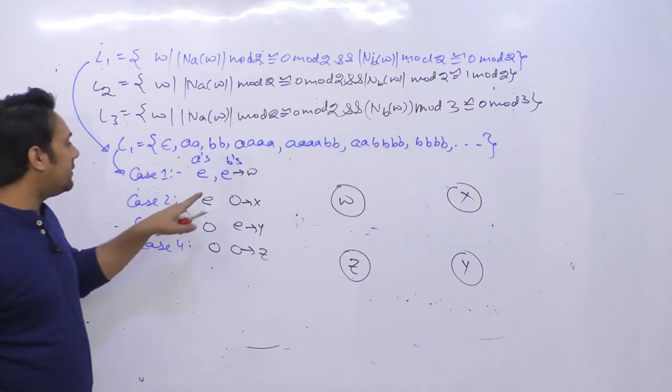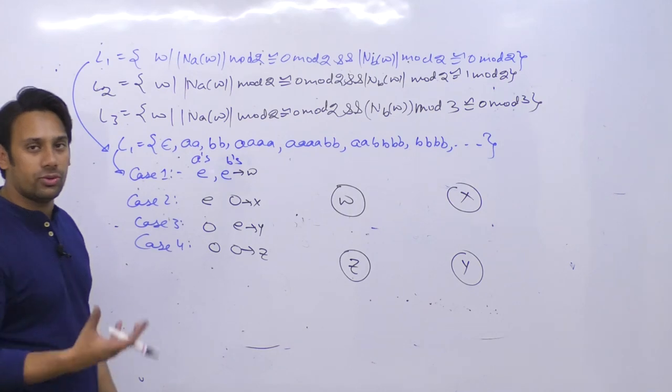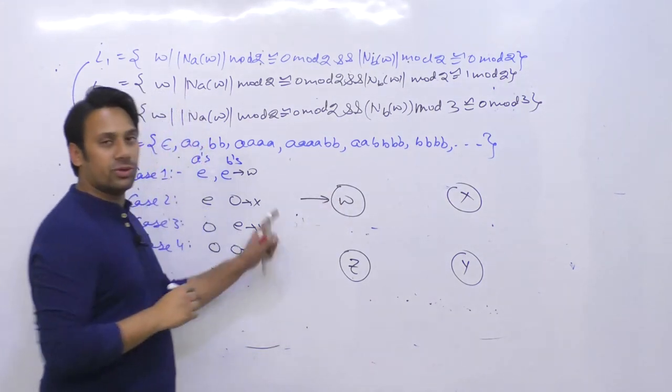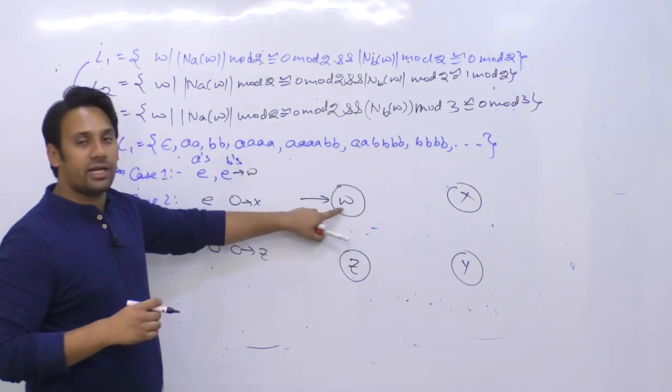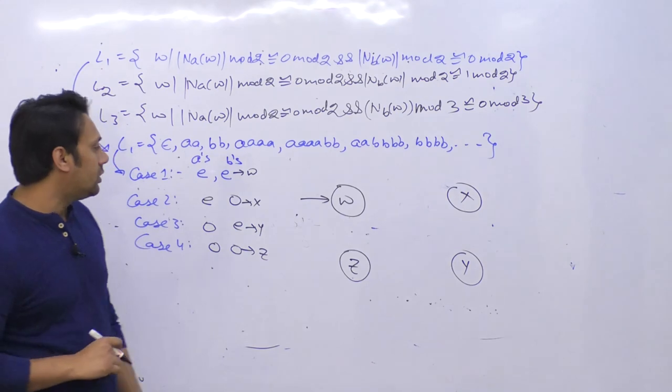Now, because even means A can also be 0 and B can also be 0. Dono 0 ho sakte hain. So that means I'm going to make this as an initial state. Agar main isko initial state banata hun, that means here right now A can also be 0 as well as B can also be 0.